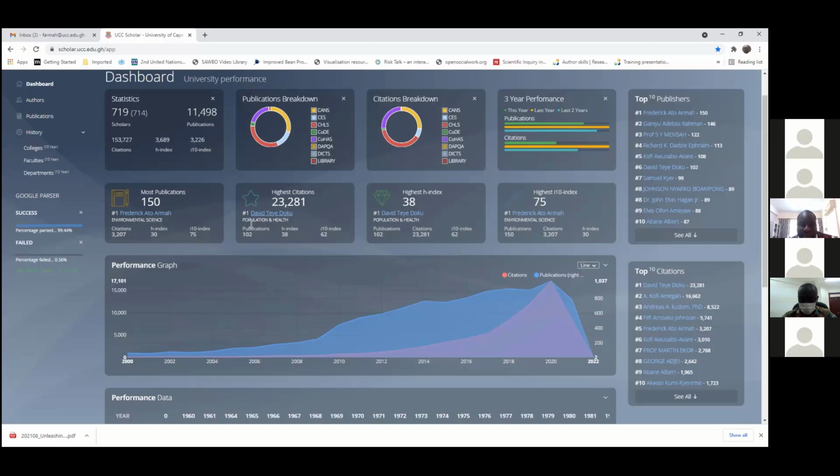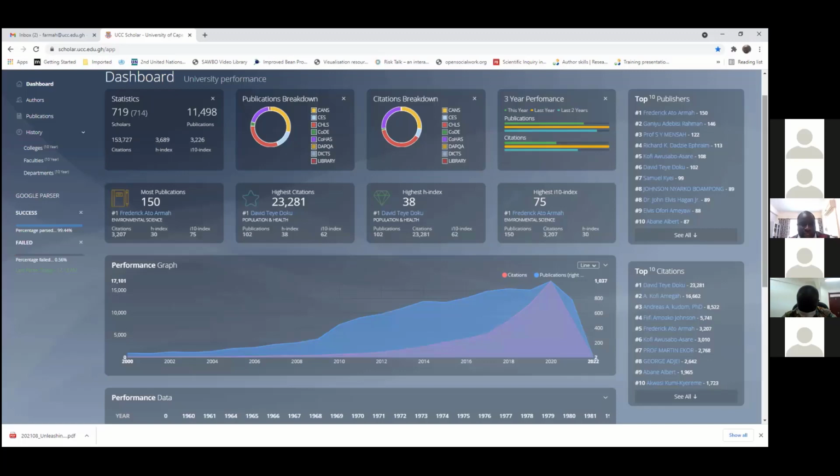Then when we come to this level, it gives us an indication of the person who has the most citations in the university and the department to which that individual belongs. That person has 102 publications. 38 of the person's publications have been cited at least 38 times, and 62 of his publications have been cited at least 10 times. We see a similar 10 here. So this gives an indication of the bibliometrics at the individual level.